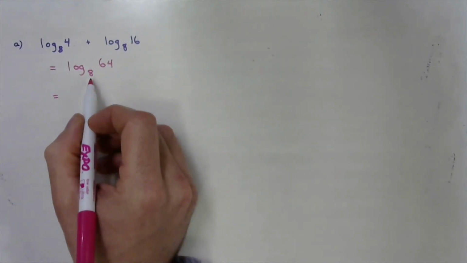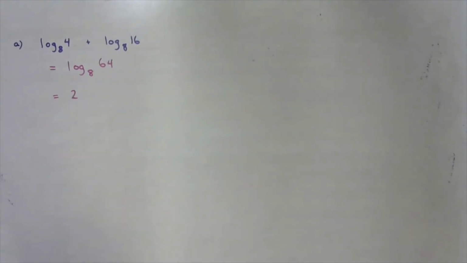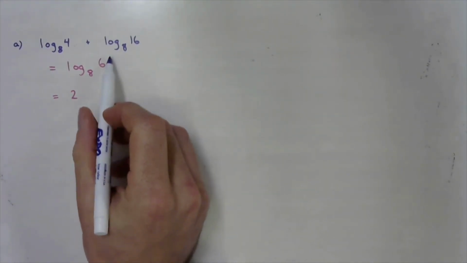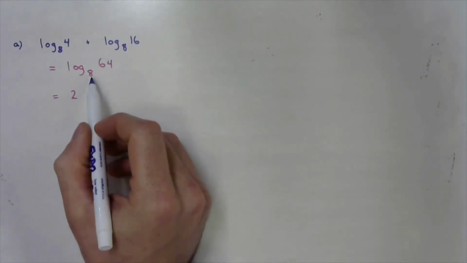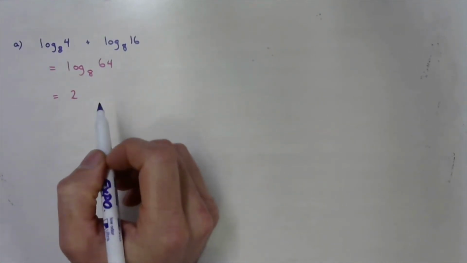So what exponent of 8 will get us 64? 8 to the power of what is 64? 2. Of course, what you could do if you weren't sure, you would express 64 as 8 to the power of 2. Then your question is, what exponent do I raise 8 to get 8 to the power of 2? Well, it's 2.